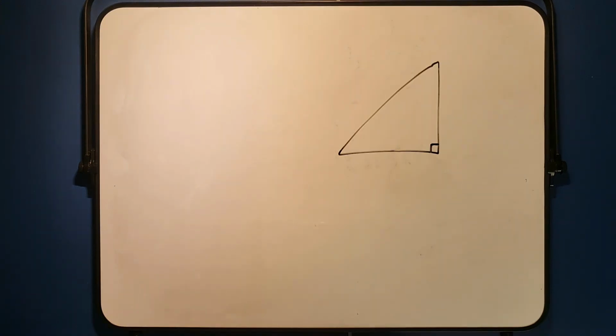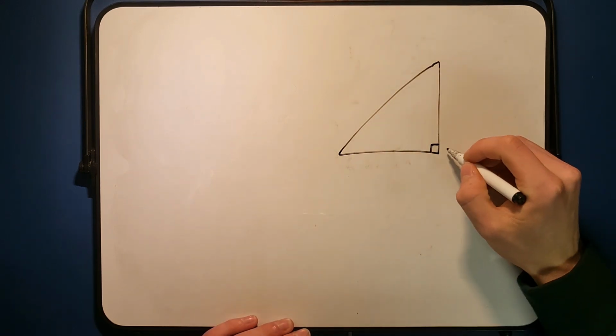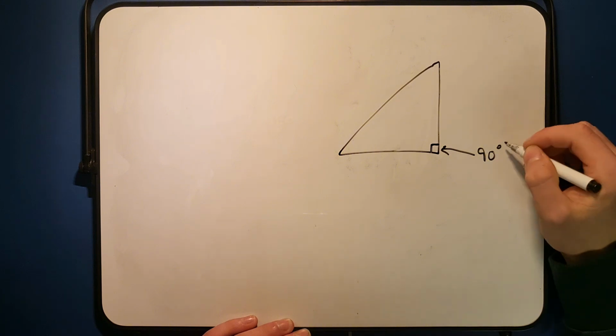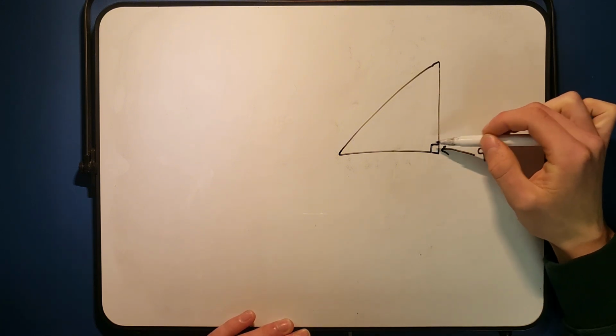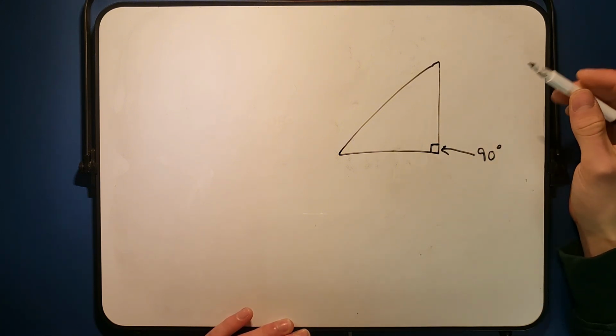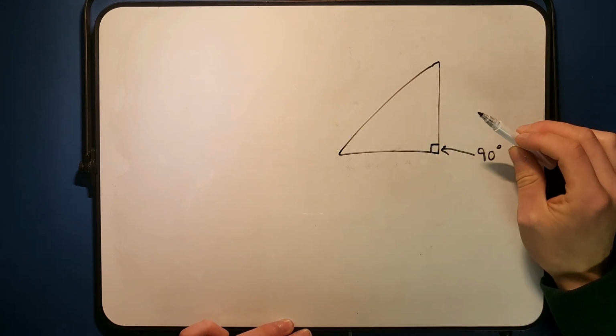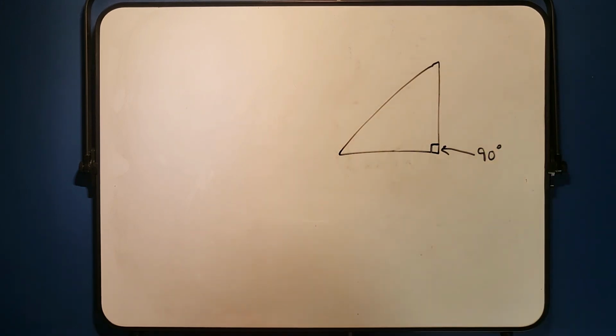Now what is a right angled triangle? Here we have a triangle where one of the angles is equal to 90 degrees. And we draw that using this square in the corner, which is basically showing that this angle here is 90 degrees. This is the definition of a right angled triangle, where one of the angles is equal to 90 degrees.